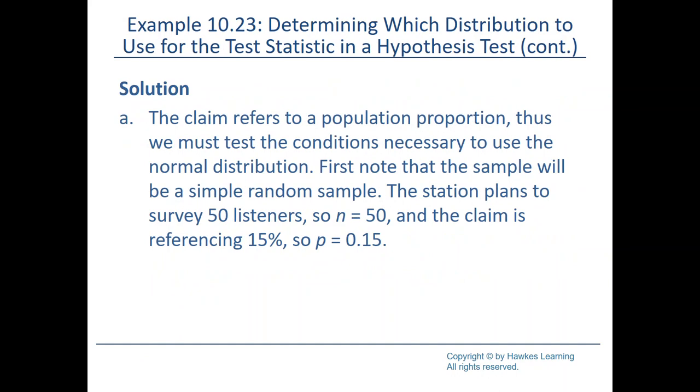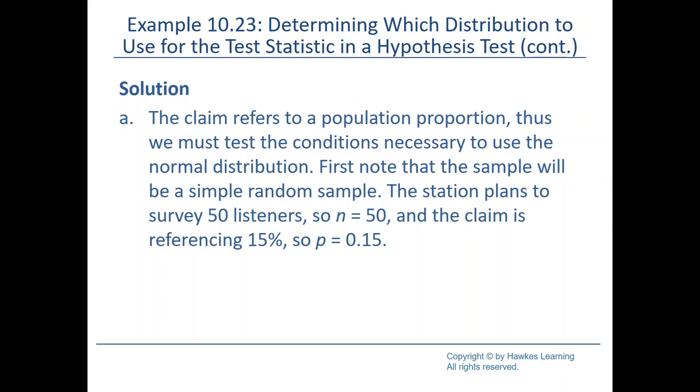Now, that one, as we were talking about, the claim is referring to a population proportion. So we must make sure the test conditions are met. The first thing you want to note is it was talked about as a simple random sample. They planned on making a survey of 50 listeners.